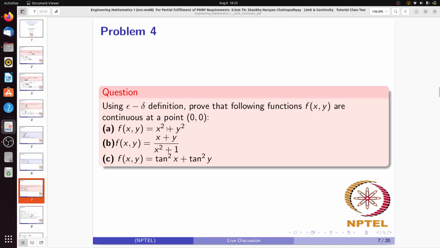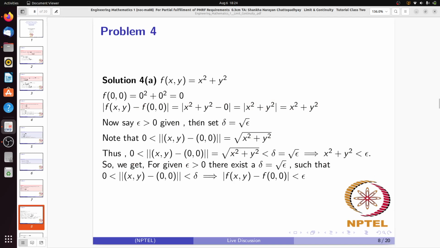For those who joined later, I am reading once again the question, problem number 4. Using the epsilon delta definition, we have to prove that the following functions f(x, y) are continuous at the point (0, 0): f(x, y) equal to x square plus y square, f(x, y) equal to (x plus y) by (x square plus 1), and f(x, y) equal to tan square x plus tan square y. Problem 4, solution 4a: f(x, y) equal to x square plus y square. So f(0, 0) will be 0 square plus 0 square equals 0.